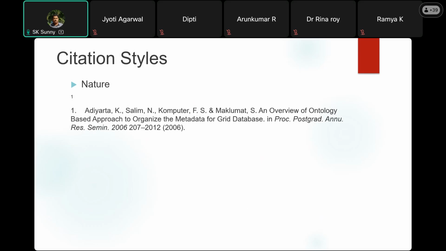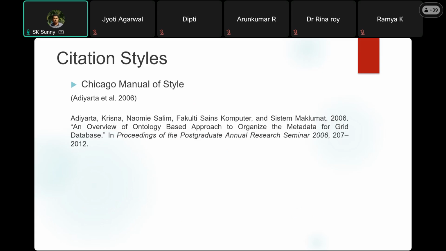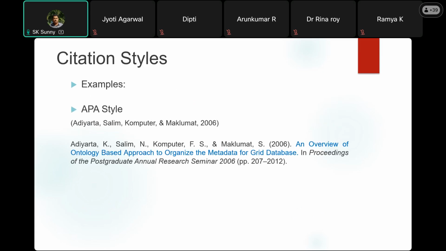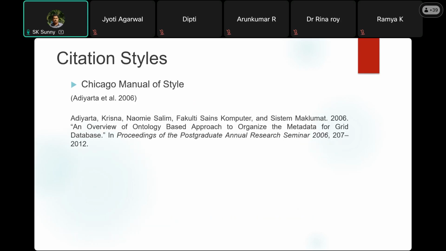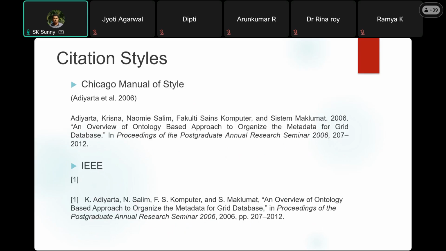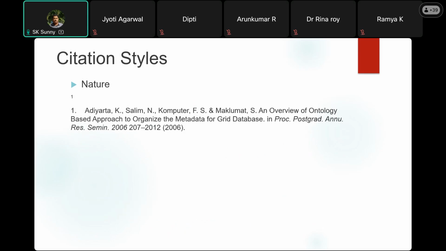I hope you have a little idea of the different types of citation styles and how they vary from each other. These are the four or five most common citation styles, and we have seen the differences. Just to recap: in APA style, you see the citation part and also the references part. In the citation part, all four authors. MLA style, only the first author, et al. Chicago Manual of Style, first author, et al., and the year also. IEEE says within big brackets you put 1 and give the complete reference at the end. Nature says you put 1 as a superscript and give the references at the end. So this is the diversity of citation styles.